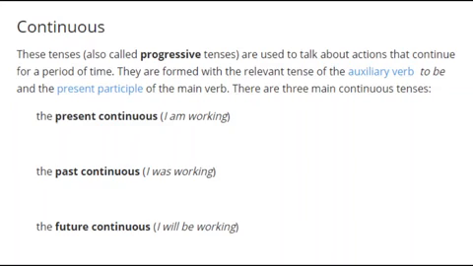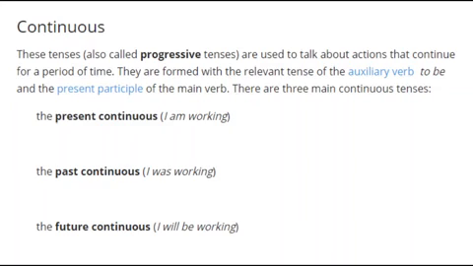There are three main continuous tenses. That is the present continuous tense, for example, I am walking. The past continuous tense, example, I was walking. And the future continuous tense, I will be walking. So you can see with the help of the examples the difference. I am walking, I was walking, and I will be walking. The participle, that means the ing form, is used.